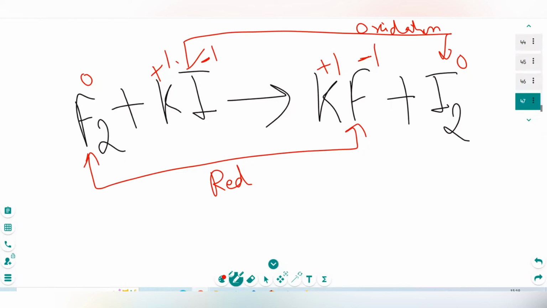Just check the table. Okay, so potassium we will not see. We will only see the elements which are reducing and which are oxidizing. Chlorine and iodine, only fluorine. You have to check. No checking for potassium, okay?